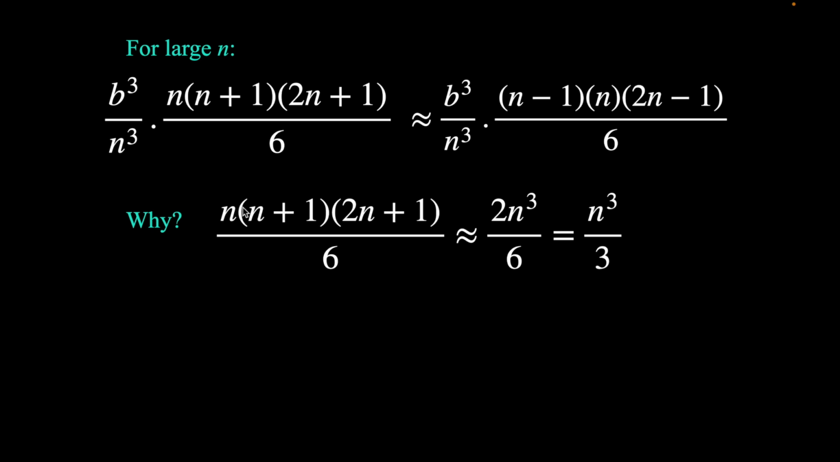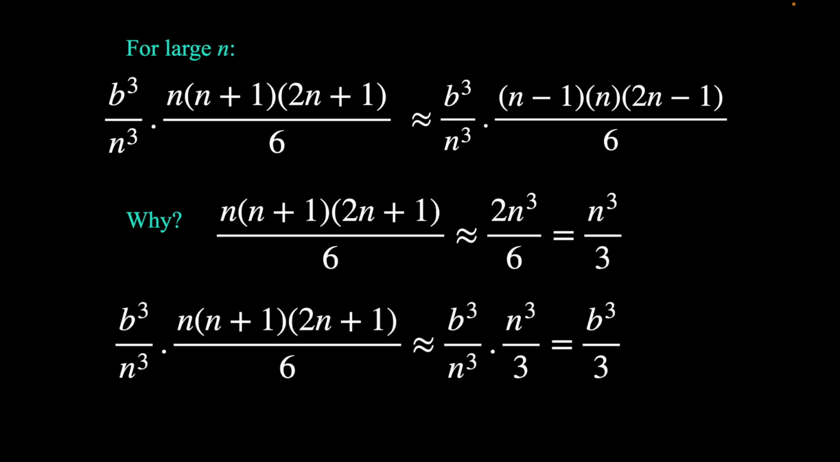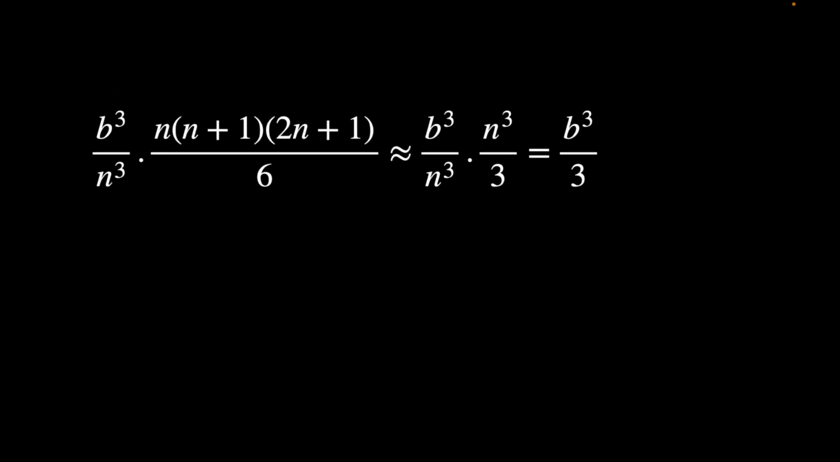So in the numerator here, we just get n times 2n, which is 2n cubed over 6, which simplifies to n cubed over 3. The same for this expression here. If we're multiplying by some really large n, the subtract 1 doesn't matter. We can ignore it. So in the numerator here, we just get n times 2n, which again simplifies to n cubed over 3. Okay, so for both the overestimate and underestimate, we are getting a result of b cubed over 3. What does this mean for the area we're looking for?